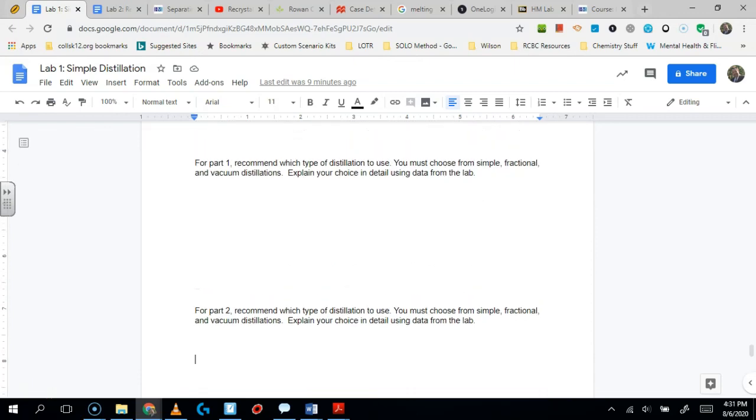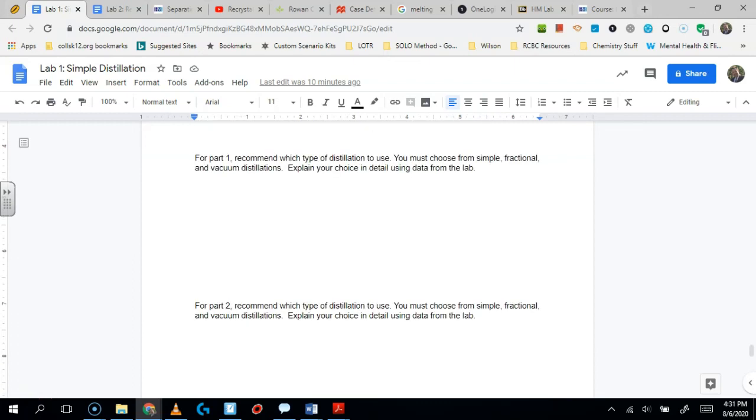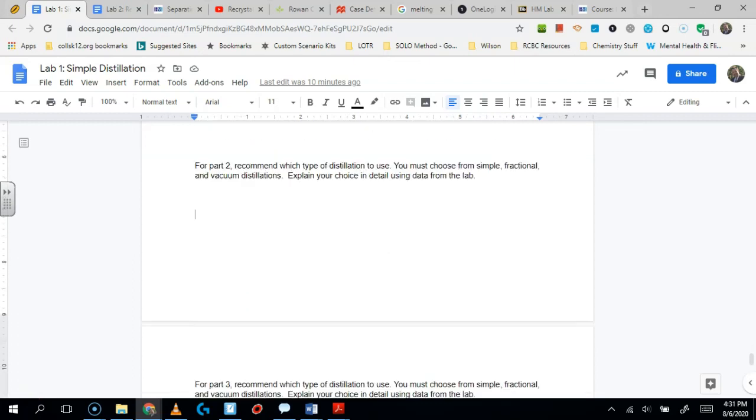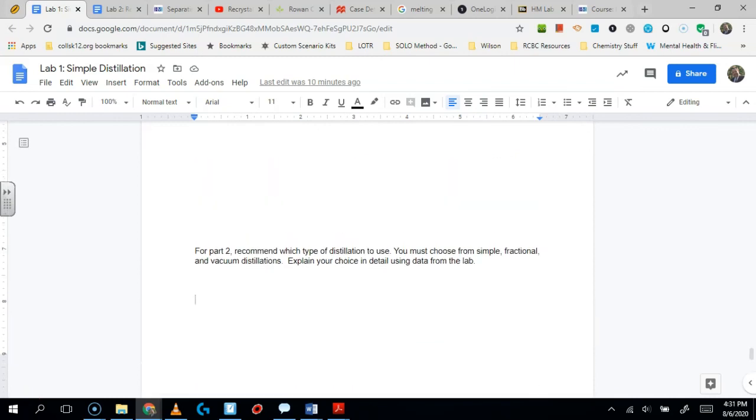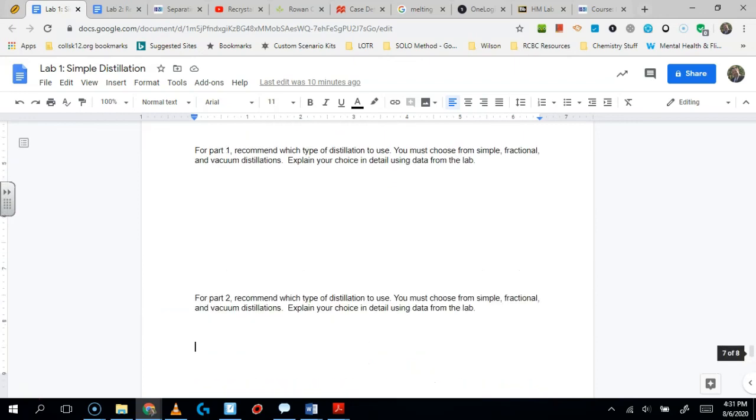last thing here is you don't need to pick a different one for each one. If there's 3 parts and there just happens to be 3 different types of distillations, it doesn't mean that one has to be simple, one has to be vacuum, and one has to be fractional. Okay, so it could be that they're all simple, it could be that they're all fractional, it could be that 2 are vacuum and 1 is fractional. I don't know, but that's up to you to decide.